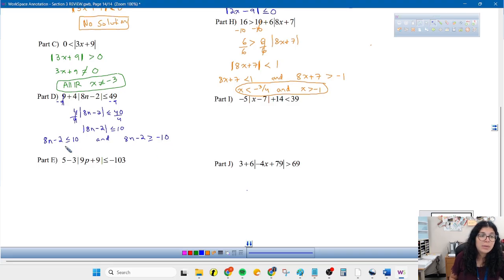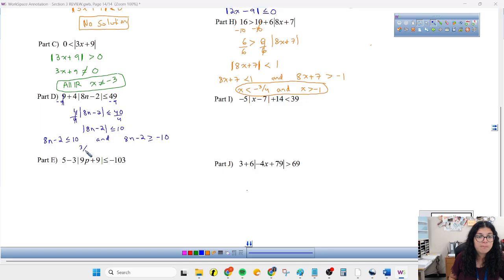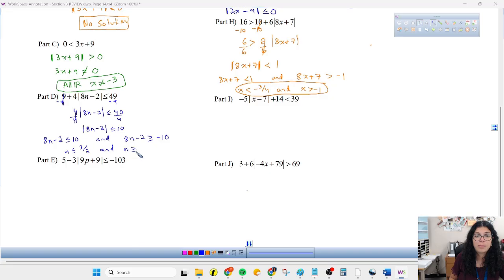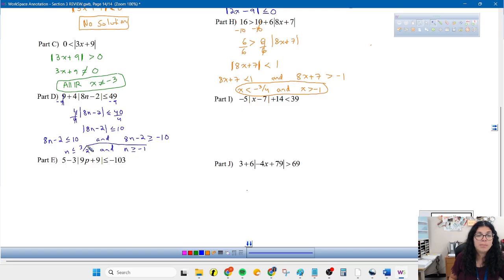So solving this one on the left, we would add 2, divide by 8, which is 12 over 8, which simplifies to 6 over 4. Just kidding. 12 over 8 would simplify to 3 over 2. So n has to be less than or equal to 3 over 2. And add 2, -8, divided by 8, -1. N has to be greater than or equal to -1.